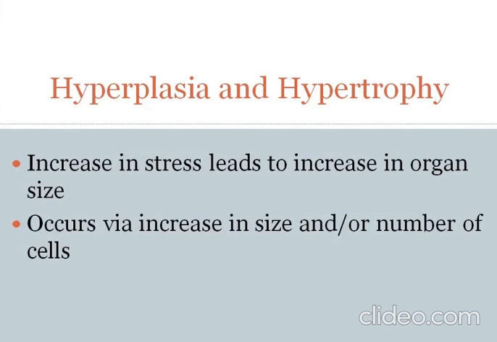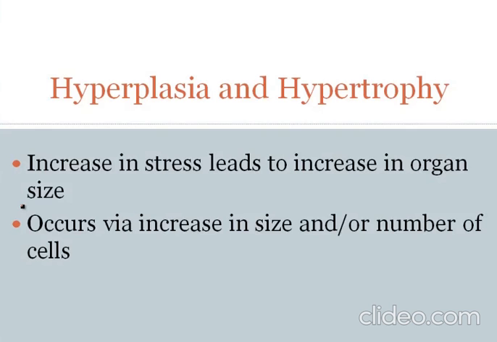Now, the first of the growth adaptations is hyperplasia and hypertrophy. And the idea here is that if there's an increase in stress on an organ, this will then lead to an increase in organ size. Basically, if the organ has to do more work, the organ will become bigger in order to do that excess work. Now, how will the organ become bigger?